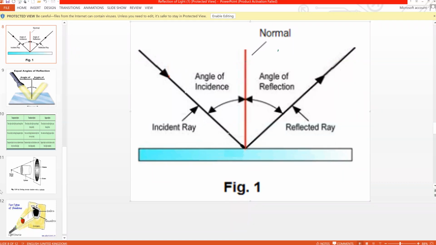Ma'am, if there is a rough surface, the angle of reflection will not be clear, it will be in a zigzag way.